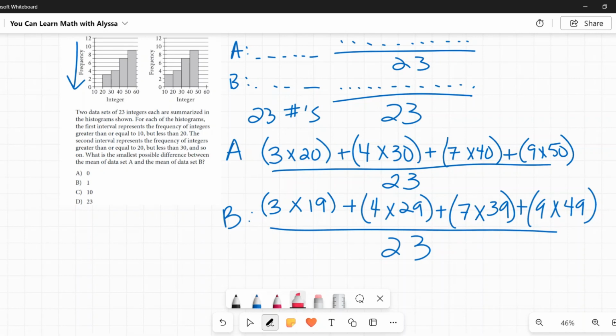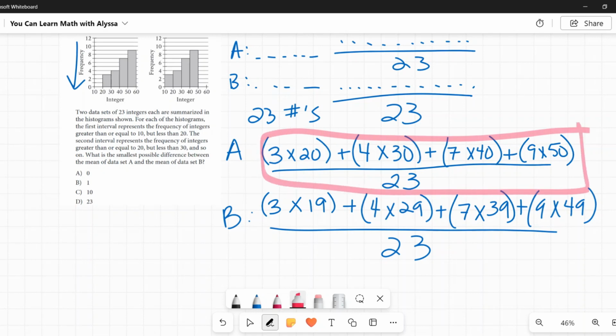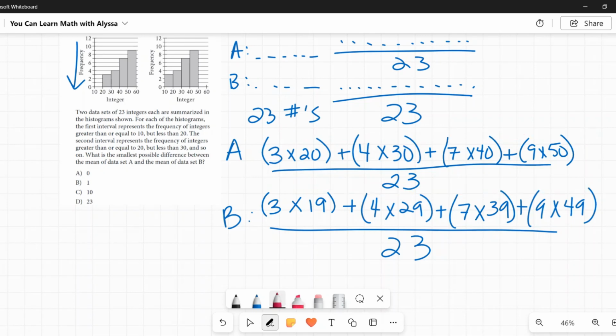Just be careful. So the long way is to type all of this into your calculator. Be very careful with it. If you're wanting to do it all in one go, I would recommend doing parentheses outside of those 2. And doing parentheses, then parentheses 3 times 20, parentheses plus parentheses. Type it all in, make sure you have those exterior parentheses, and then divide by 23, and then do the same for B. And then see what your 2 averages are, and how close are they? What's the difference between them? And that would be your answer. And that's totally fine. That will get you the right answer.